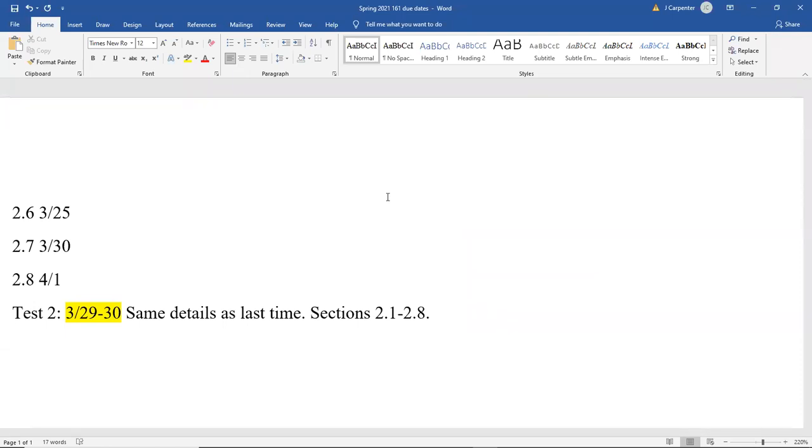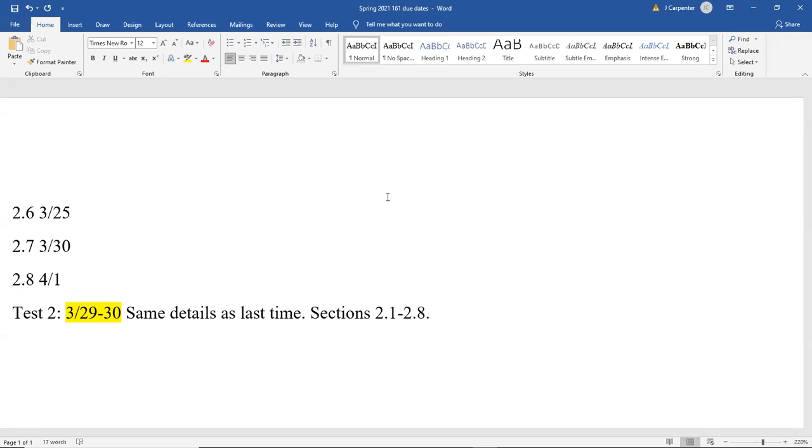So let's quickly go over our typical whiteboard. 2.6 is due the 25th, which is obviously today. 2.7 is going to be due on the 30th. We will finish 2.8 today, so we're going to have that due on the 1st. Again, we said last time we basically finished 2.8.